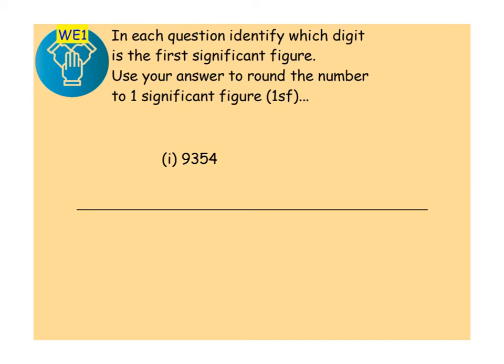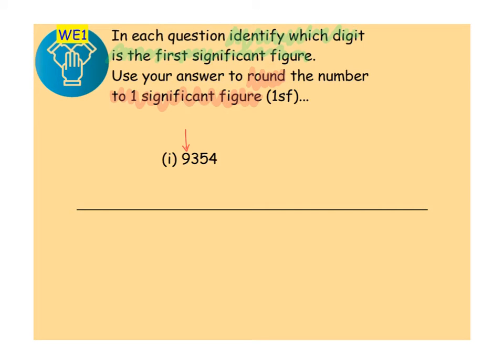Okay, so the first part of this question says they want me to identify which digit is the first significant figure. I'm hoping that's reasonably straightforward from the explanation I just gave. So the first significant figure here is the 9. And the next part, the part that's asking me to round to one significant figure, really is saying the same in this question as saying round it to the nearest 1,000.